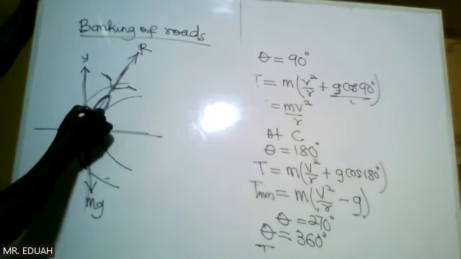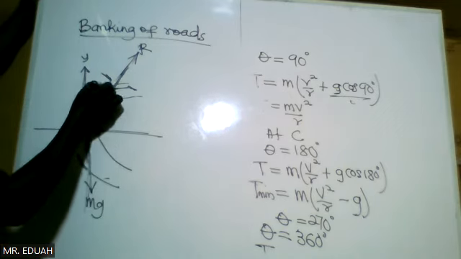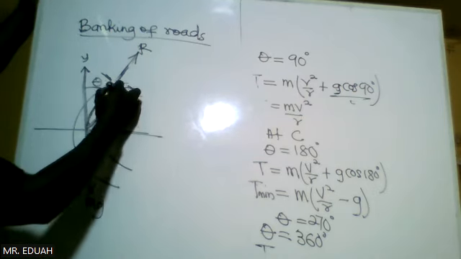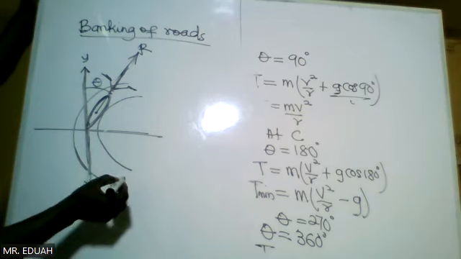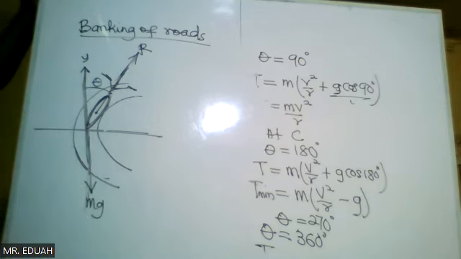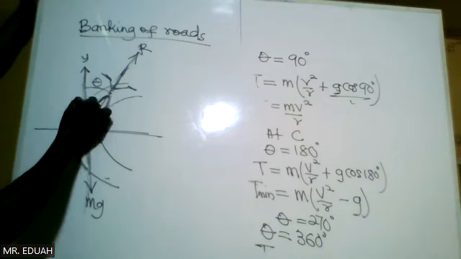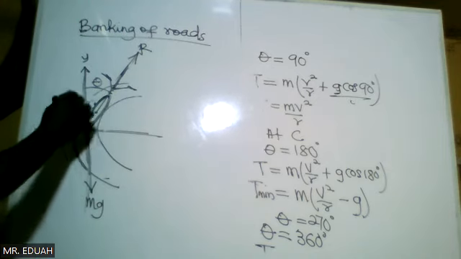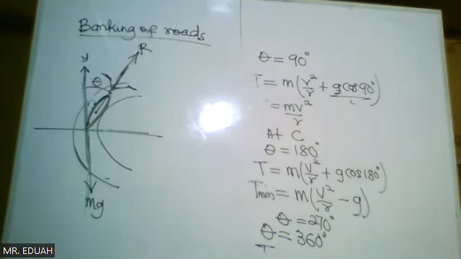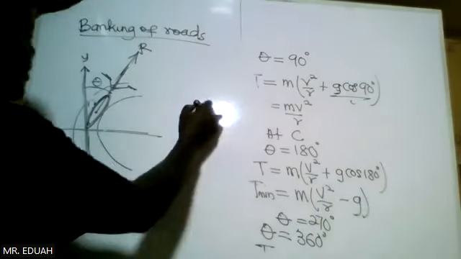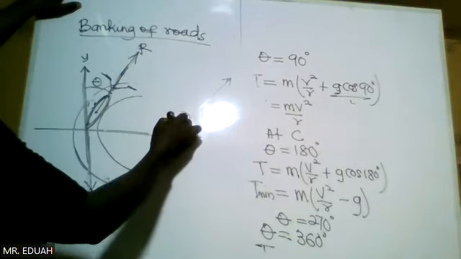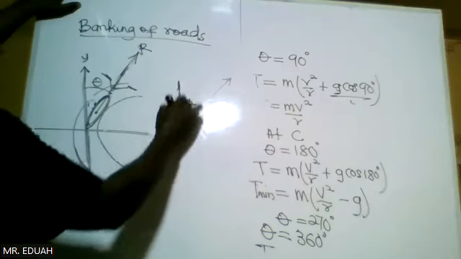Now, he turns the bike through this angle theta to the vertical. It can also be to the horizontal. Okay. So this is the banking angle, the angle through which he has to turn to the vertical. So when we have the reactional force acting here, we have the banking angle theta to the vertical.